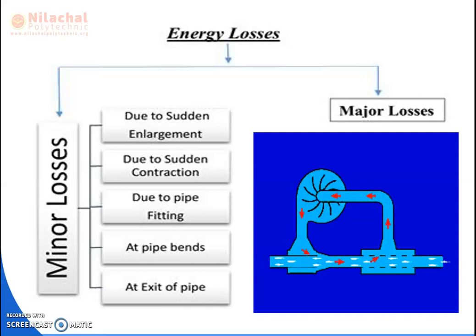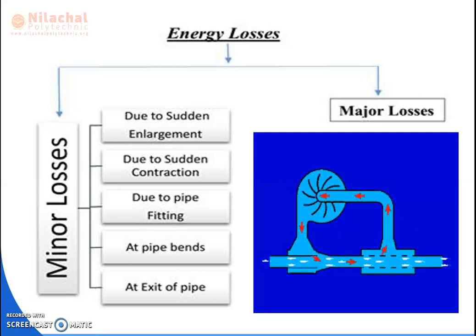What are losses of energy? We have three types of energy: potential energy, kinetic energy and pressure energy. Due to the height of the datum head from the ground surface, the center of the pipe is at a distance from the ground surface, that is the datum height, and the energy due to that height is known as datum energy. Due to the pressure of the liquid, the energy associated is known as pressure energy. Due to velocity, the energy associated is known as kinetic energy, or velocity energy.